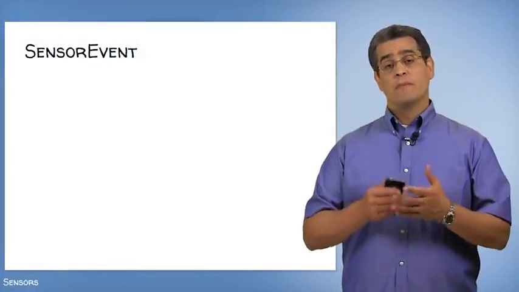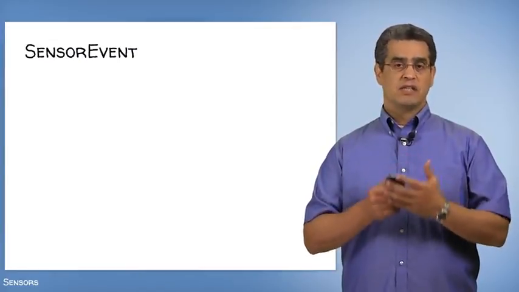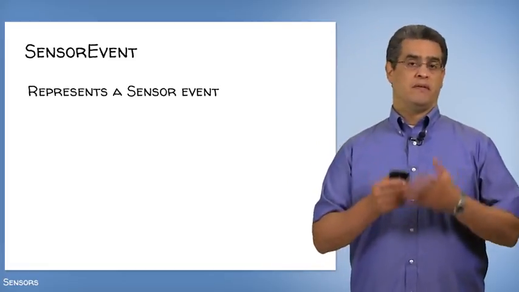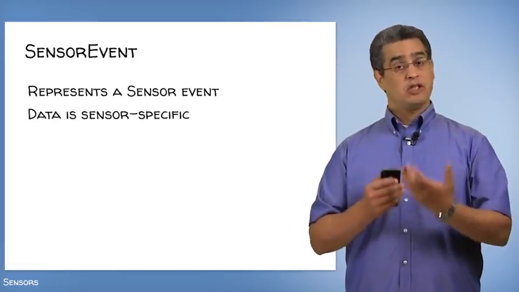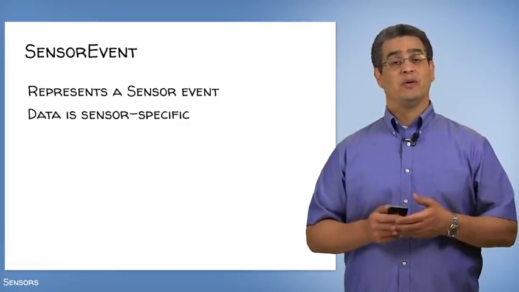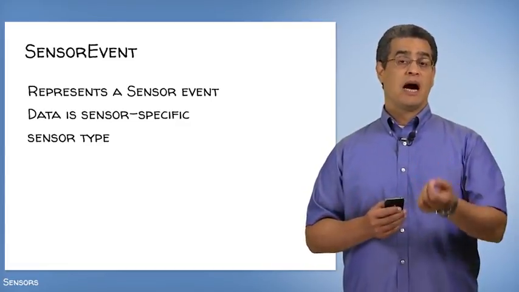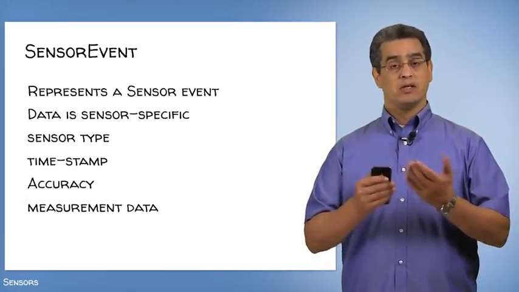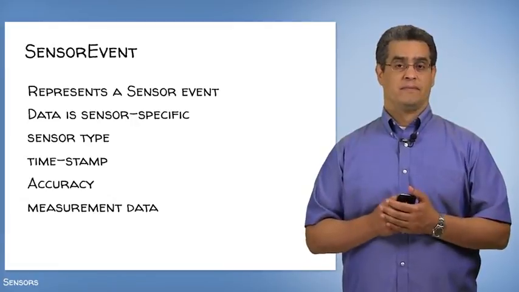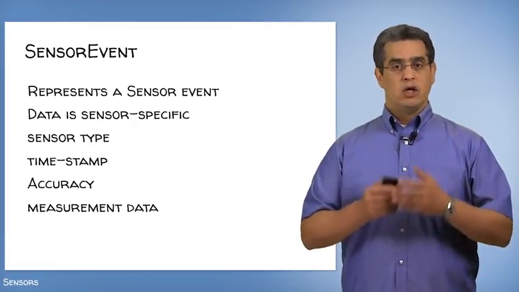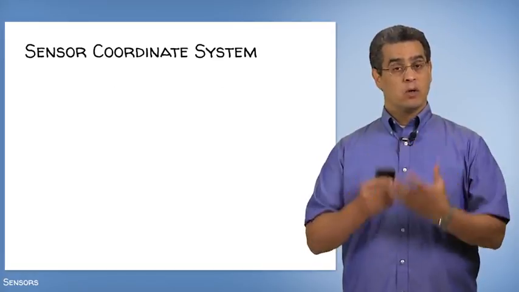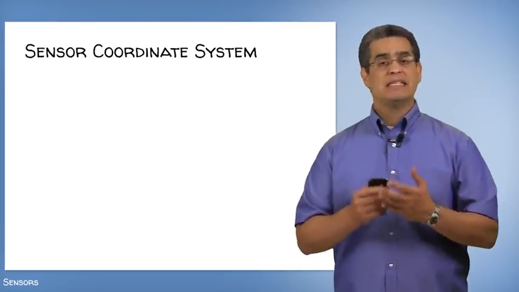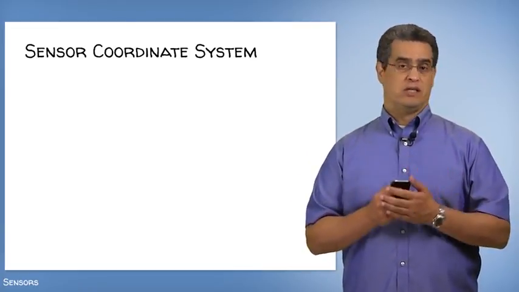Sensor readings are represented as instances of the sensor event class. The data this class holds will of course depend on the specific kind of sensor that generated the reading, but will include the sensor type, a timestamp, the accuracy of the reading, and the measurement data associated with that new reading. In order to make sense of the data, you'll need to know how measurements are interpreted for the specific sensor. For instance, many sensors use a three-dimensional coordinate system.